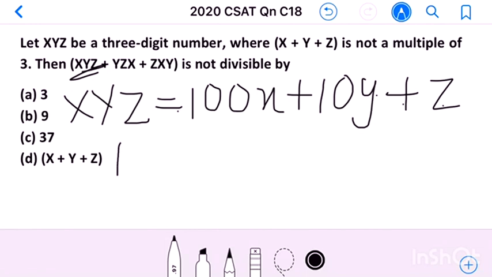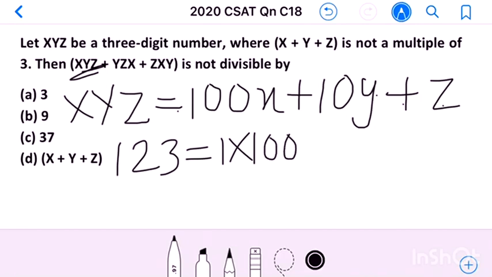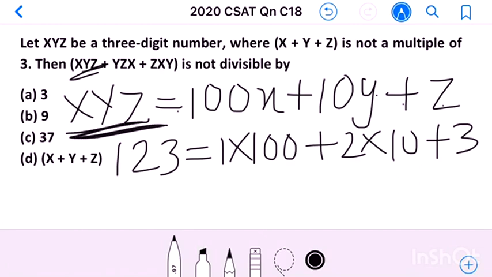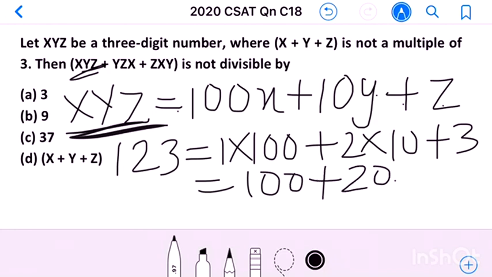Let us take another example, 123. To make it more clear, 123 we can write as 1 into 100 plus 2 into 10 plus 3. The same way we wrote xyz as 100x plus 10y plus z. Here we get 1 into 100, 100, plus 20 plus 3, we get 123. That way we can write xyz as 100x plus 10y plus z.